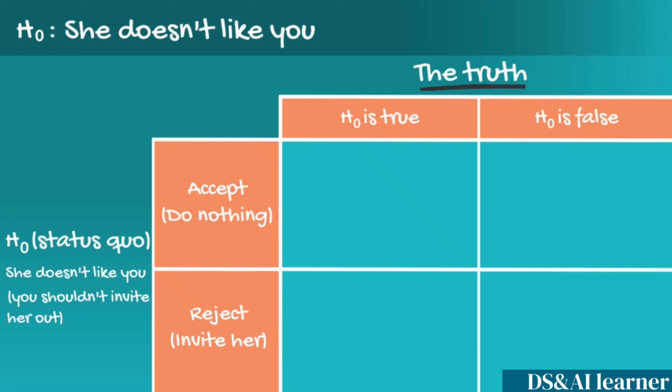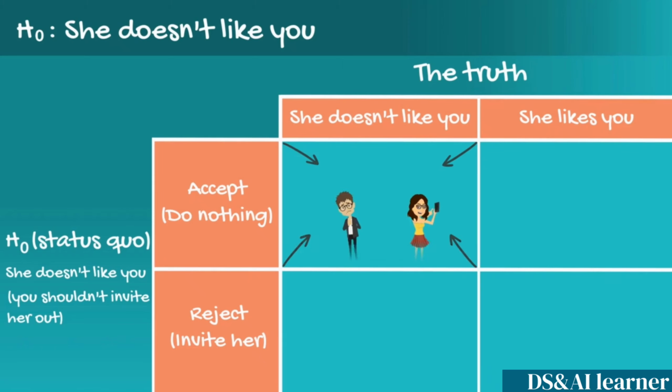Now, the truth itself can be one of 2 options. H0 is true or H0 is false. So, she doesn't like you back or she does like you back, right? Okay. What happens if you accept the null when it is true? You do nothing. In reality, the girl doesn't like you back. You save yourself the embarrassment and it's all good.